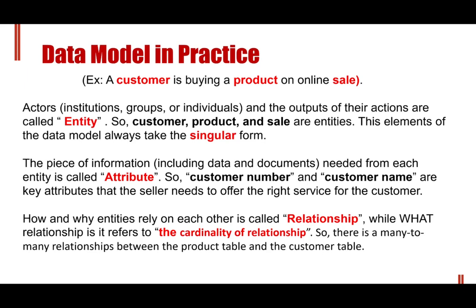So customer is an entity. We call it an entity because he's an actor, he can do something. Product is output, which is a thing. This is an entity as well. And the sale is another entity. Now we will see how the relationships work between these entities.